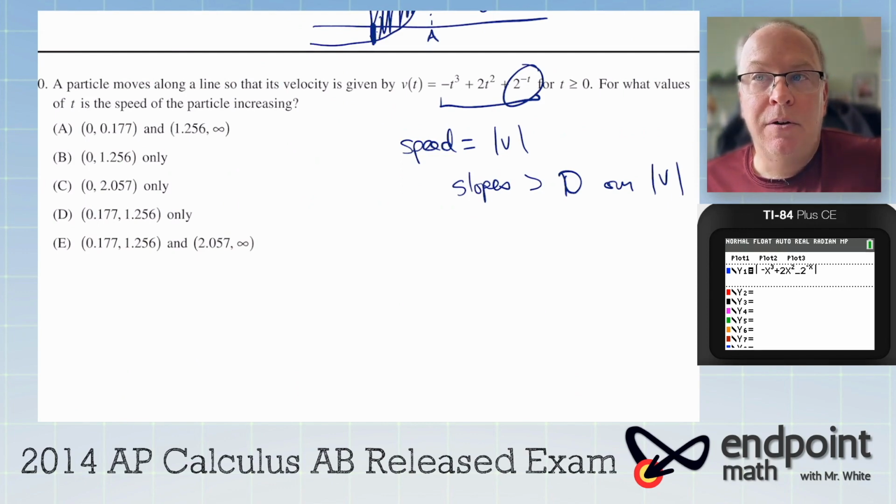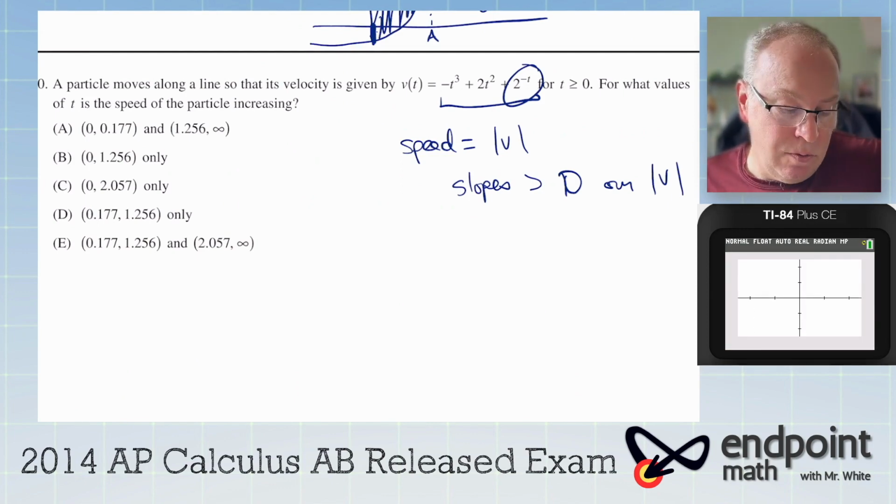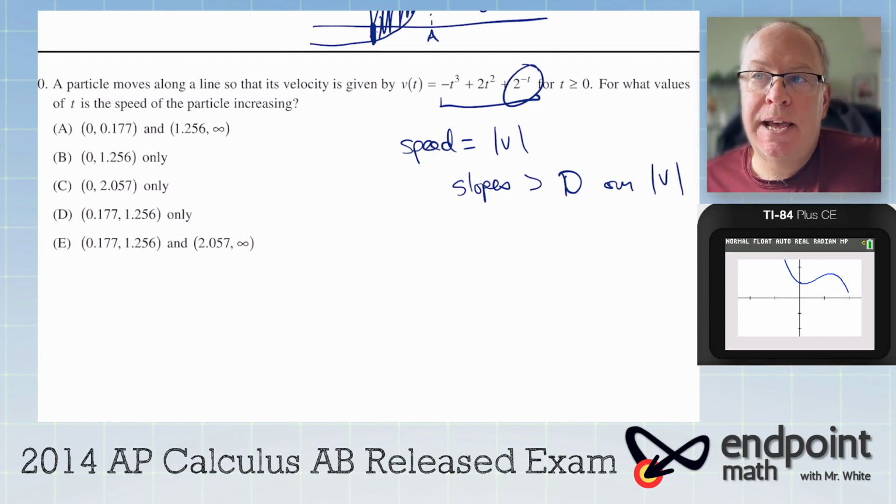And now I hit my graph button, and let's look and see what this graph looks like. All right, it's coming down, of course. Oh, then it goes back up, then it comes down, and then it goes up again. Now remember, this is velocity, and we want to know when is the speed increasing? When is the speed increasing?